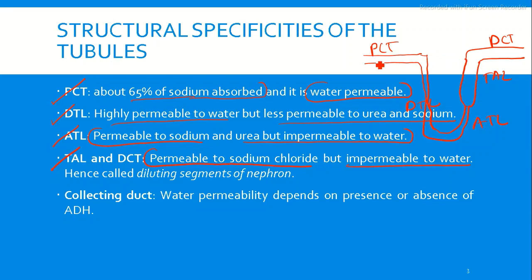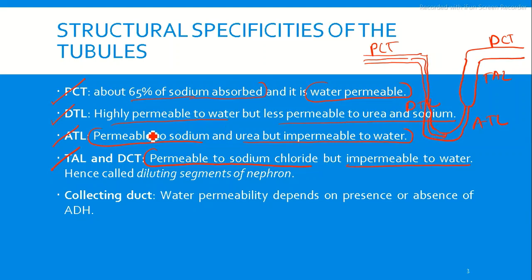Okay, so when the fluid is moving through the PCT, 65% of sodium is absorbed, and the water permeability is good over here. So whatever fluid we have in this PCT, it is isotonic with the extracellular fluid or interstitial fluid. Okay, so this fluid goes downwards to the hairpin turn.